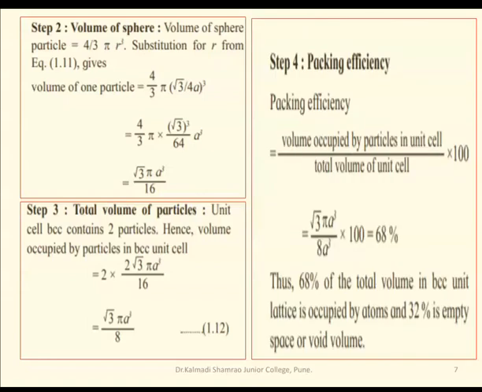Now the last step is the step 4, packing efficiency. Packing efficiency is given by the formula volume occupied by particles in unit cell divided by total volume of unit cell multiplied by 100. Substitute the values from the step 2 and step 3. We get root 3 pi a cube divided by 8a cube into 100. Substituting the value of pi, we get the answer as 68%. Thus, 68% of the total volume in BCC unit lattice is occupied by atoms and 32% is empty space or void volume.